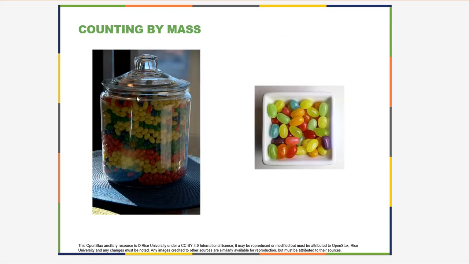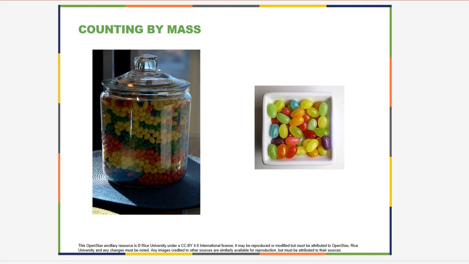So the first concept that we have to think about is counting by mass. And here I use an example from childhood of jelly beans. So it wasn't a jar like this, but when I was a kid in elementary school, around Easter time, they would put a jar of jelly beans in the lunchroom. And then one day of the year, every kid would get a chance to guess how many jelly beans were in the jar. And the student who got closest to the actual number of jelly beans would win the jar of jelly beans.